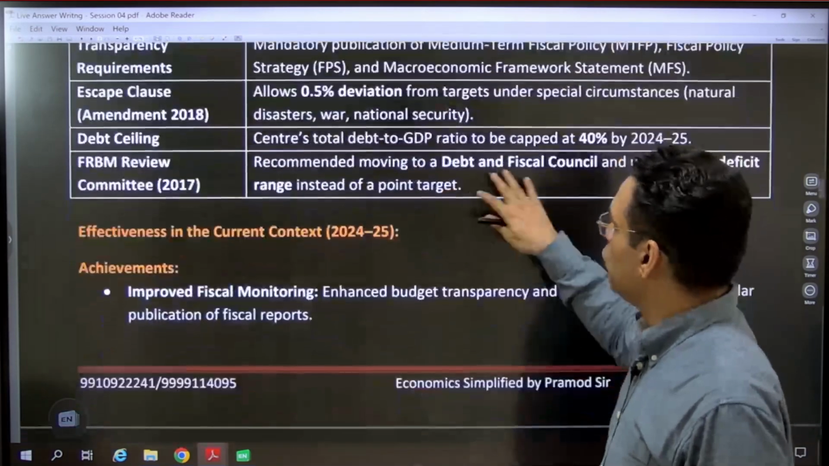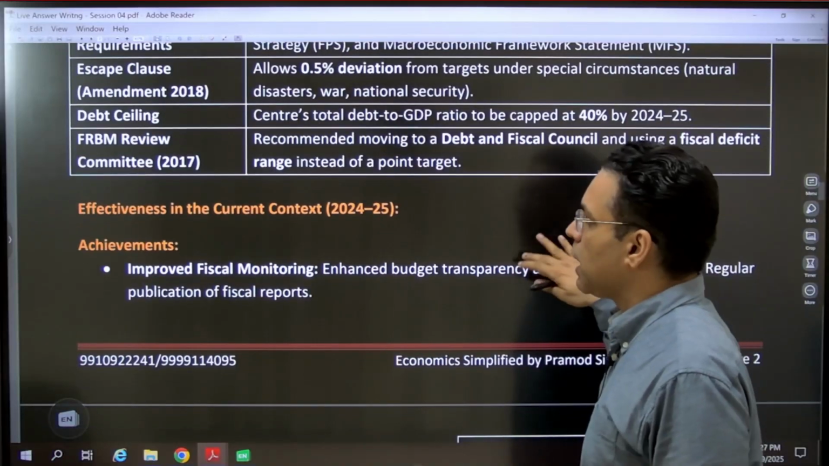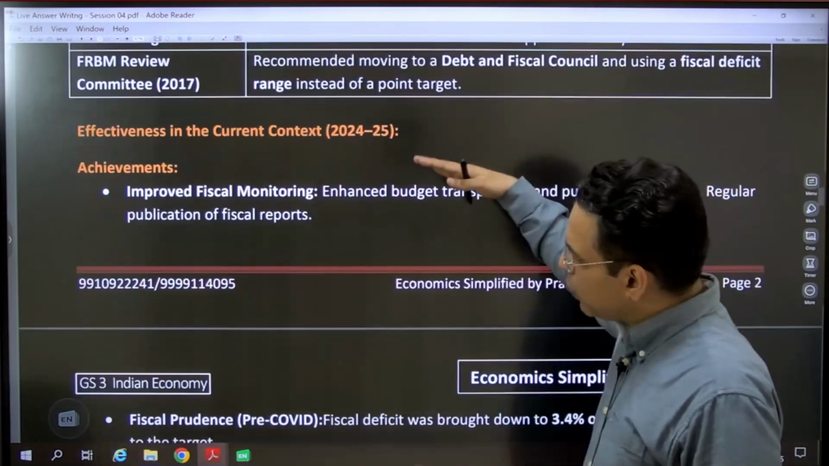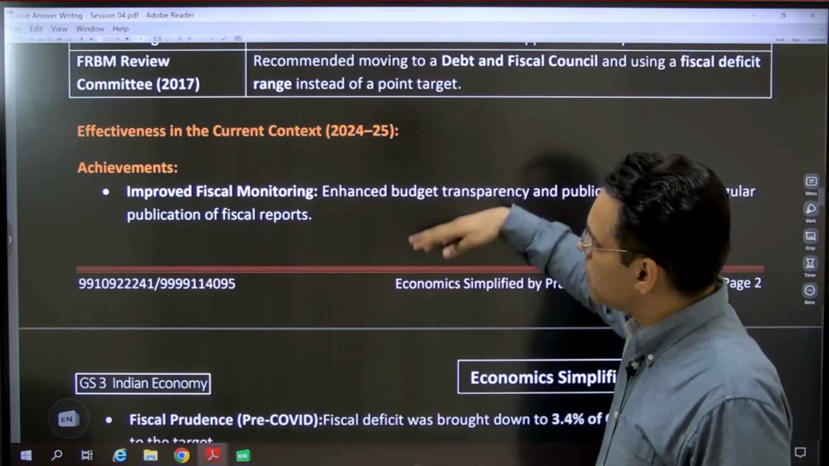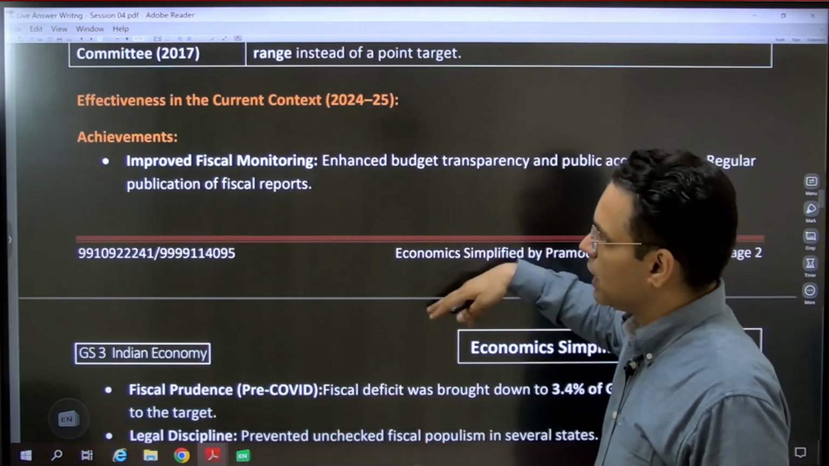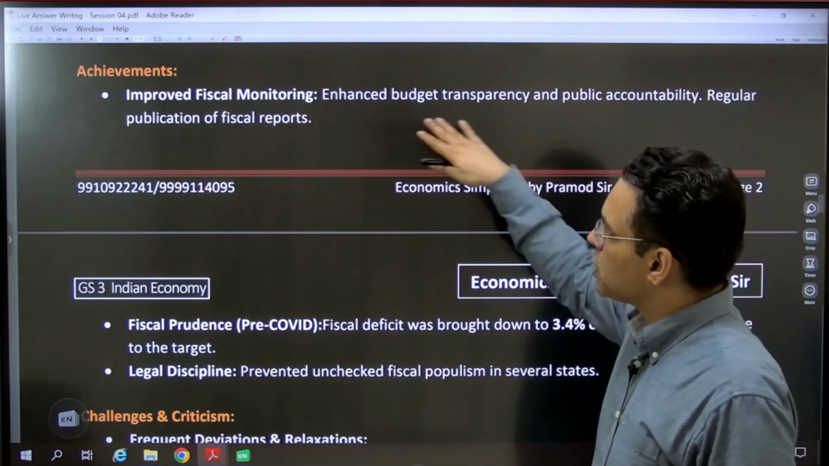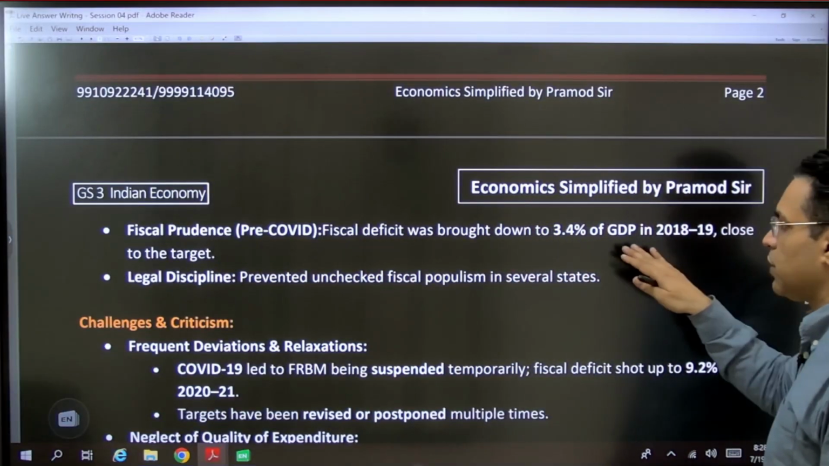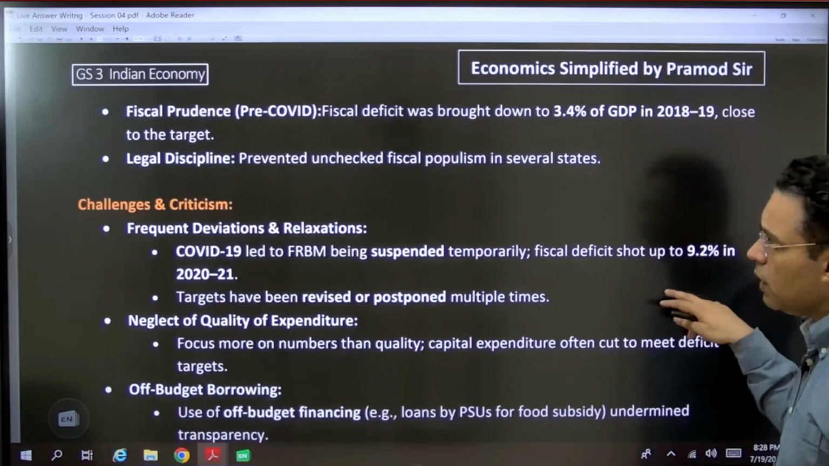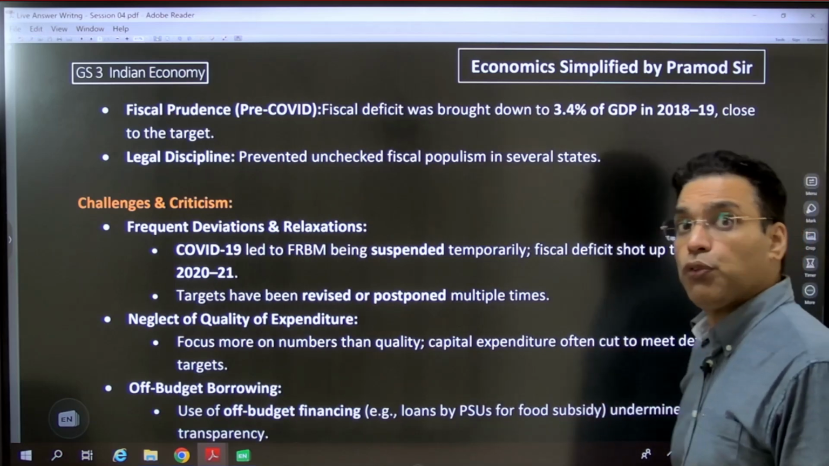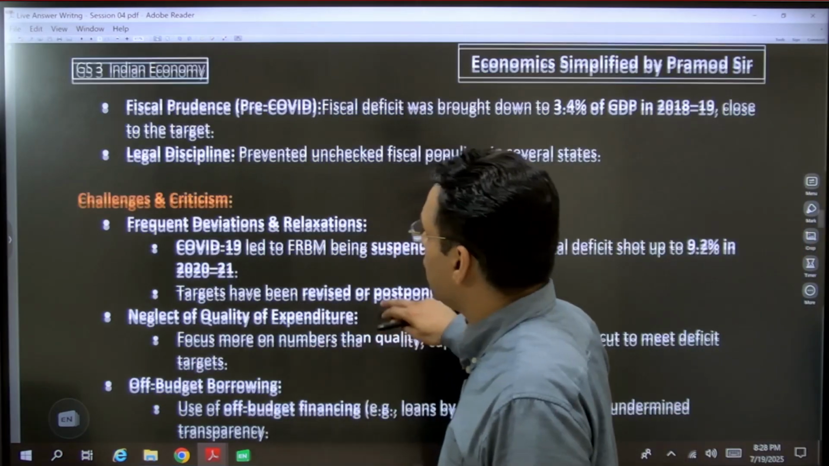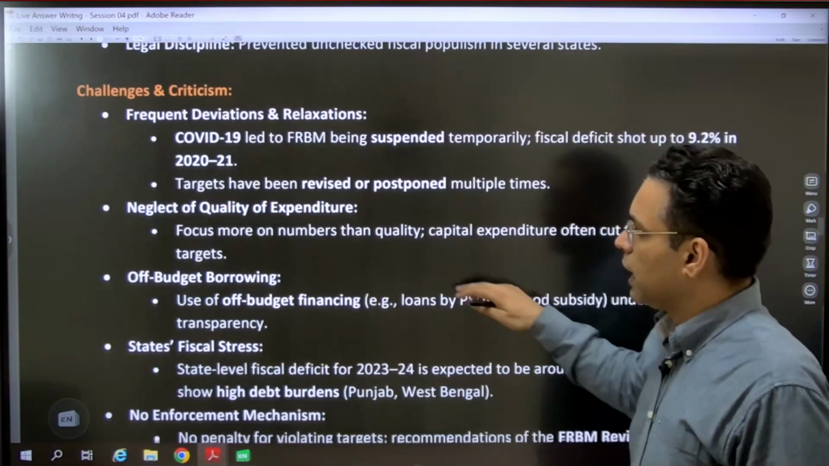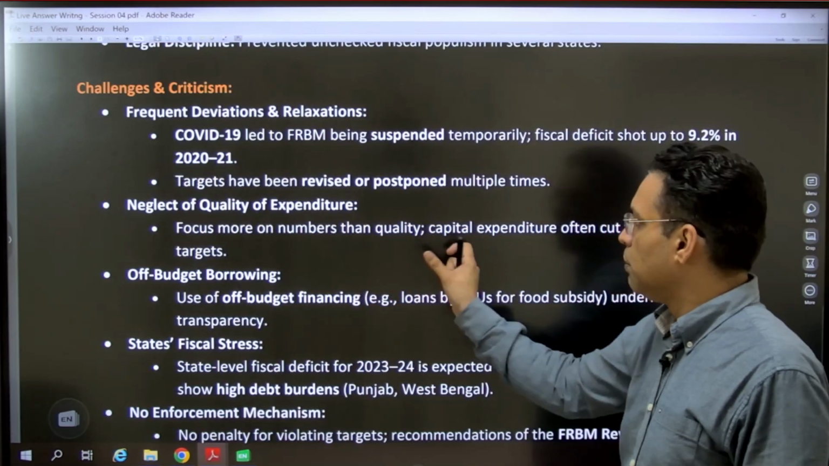Okay, एक FRBM review committee होगा, एक fiscal council बनाएंगे which is going to do that. Now when you try to context में आप देखो कि fiscal जो FRBM act है current context में, if you see the fiscal monitoring has improved. अभी कोविड में बढ़ा था, but now we have tried to reduce the deficit. By before COVID the deficit came down to 3.4%. Then deviation क्यों हुआ? Because of COVID, neglect of quality of expenditure, focus more on number than quality.